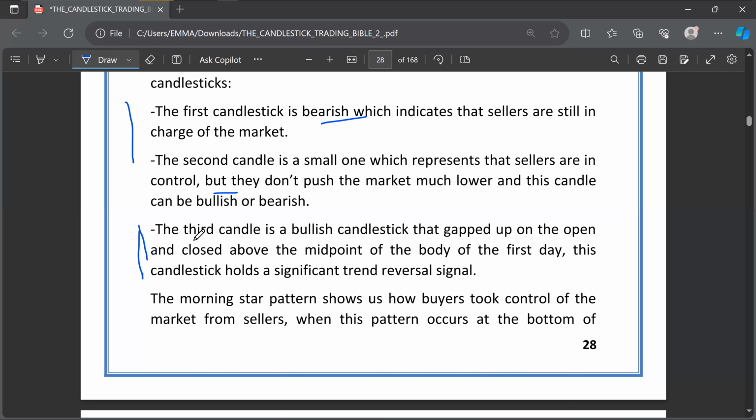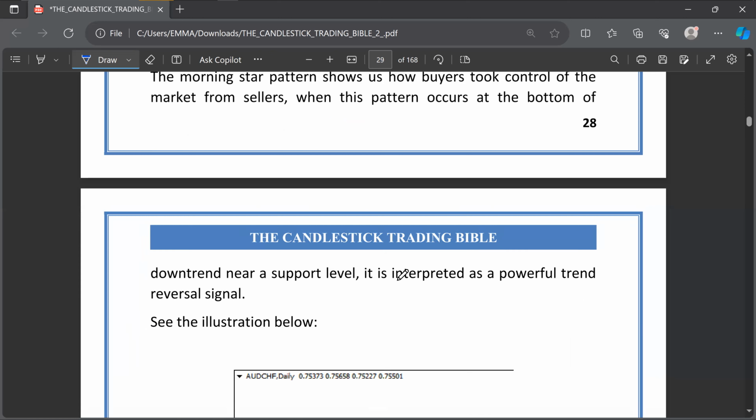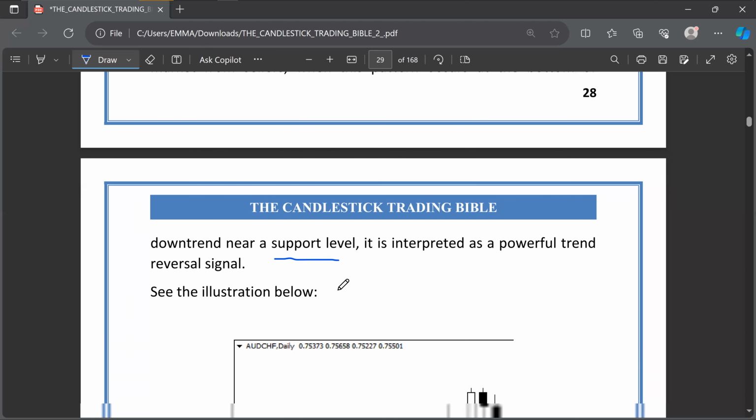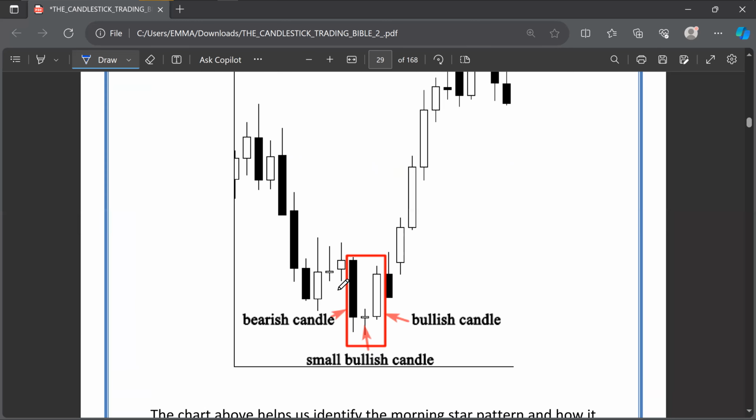We said the third candlestick is a bullish candlestick that gaps up on the open and closes above the midpoint of the first day. This candlestick holds a significant trend reversal signal, right? The morning star pattern shows us how buyers took control of the markets from sellers. When this pattern occurs at the bottom of a downtrend near a support level, now you know what a support is, it is interpreted as a powerful trend reversal signal.